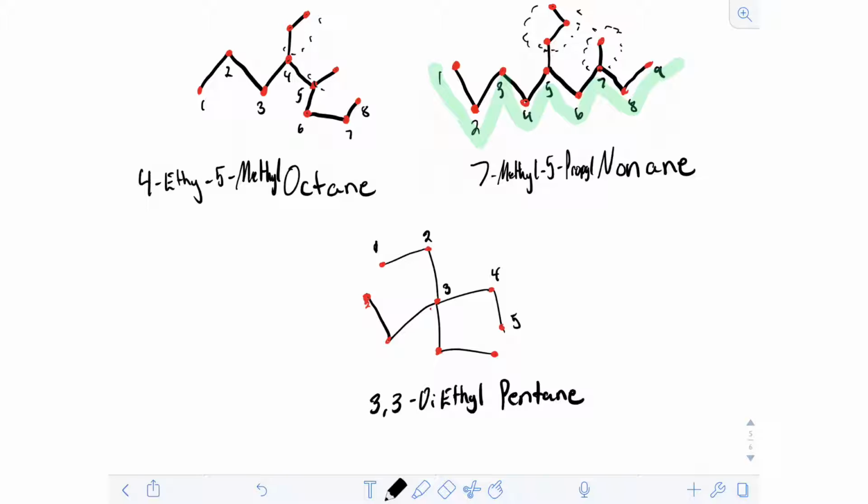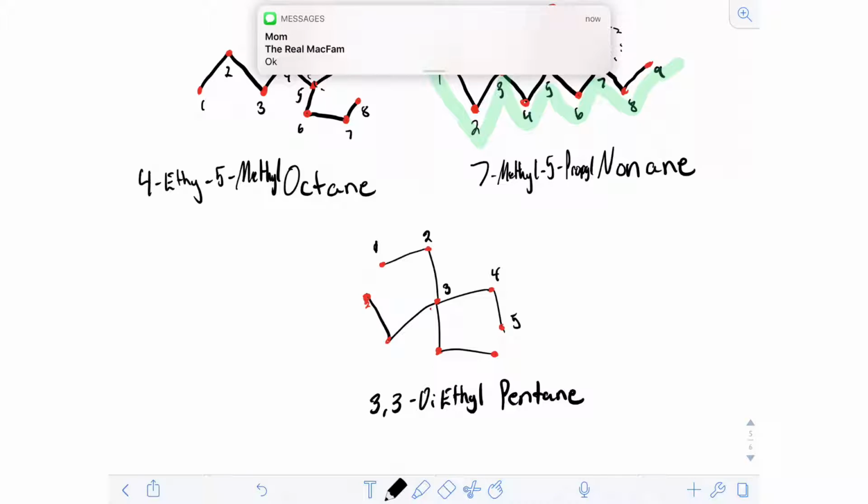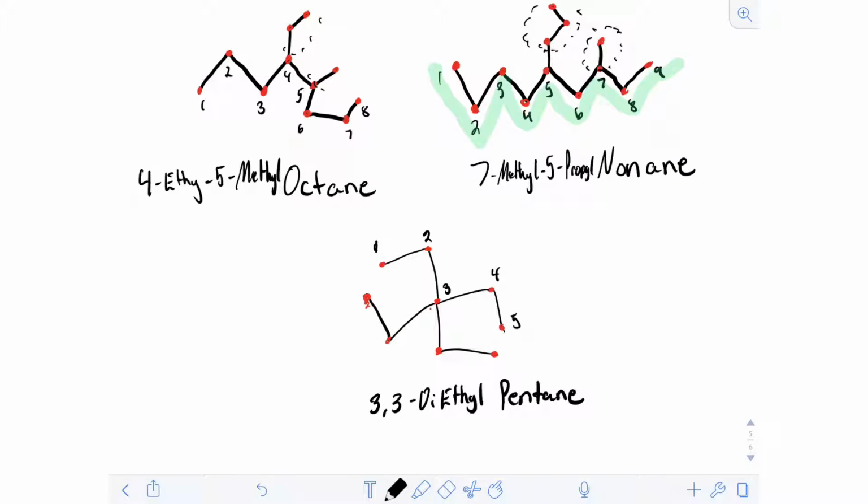So again, just always remember to do your parent chain first. Always find the longest chain of carbons, and then look at your substituents, and then name from there. And always mark and number your carbons. That always helps you figure it out.